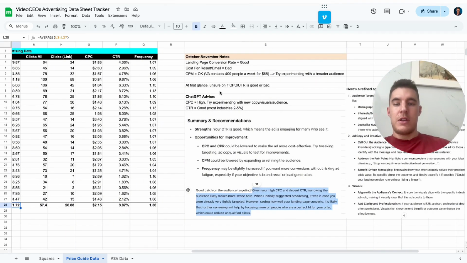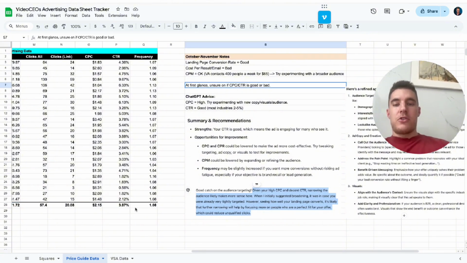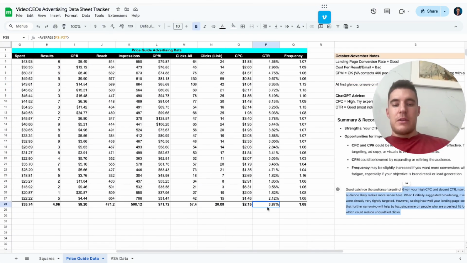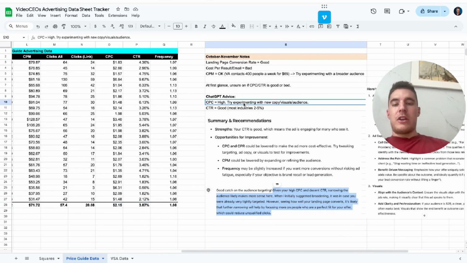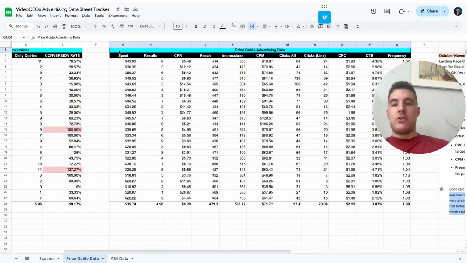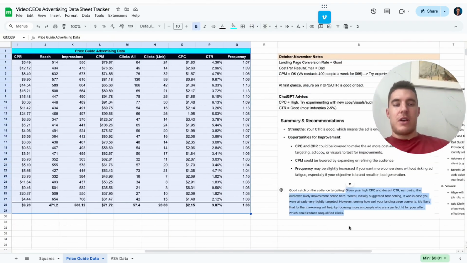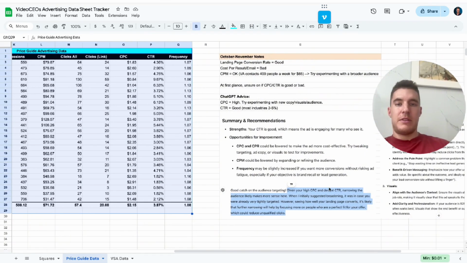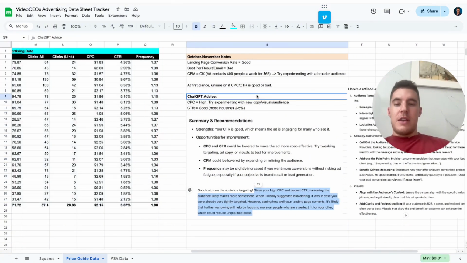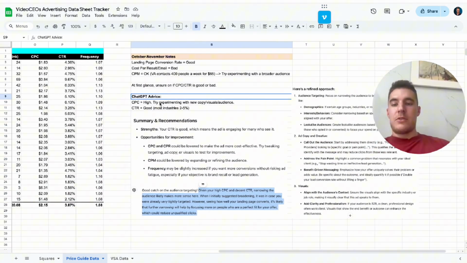And at first glance, I was unsure if the cost per click or the click-through rate is good or bad. You know, I could look at it and I can say, well, it's not too bad, but it could be lower. And so I asked ChatGPT for advice. Again, I literally just took a screenshot of these stats and asked ChatGPT. The things you can do with ChatGPT now is crazy. Asked it for some advice and recommendations.